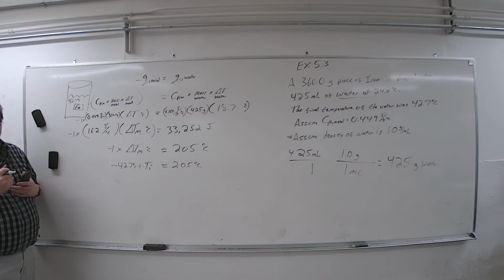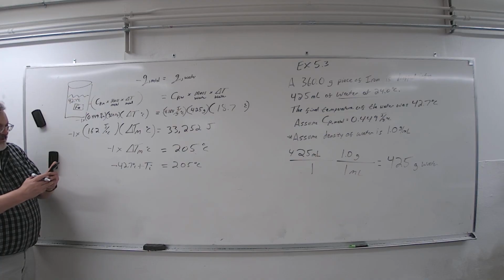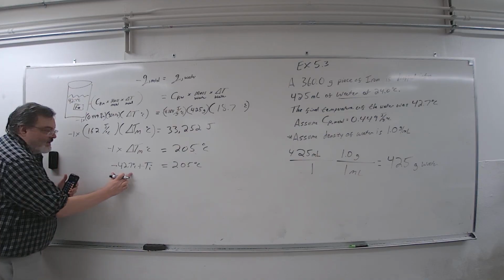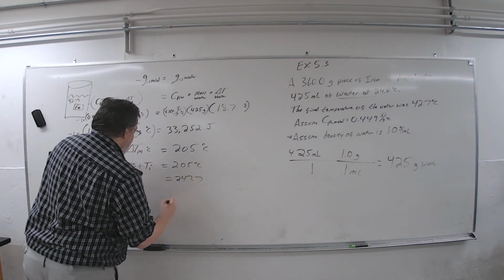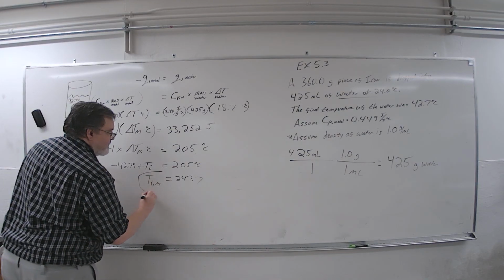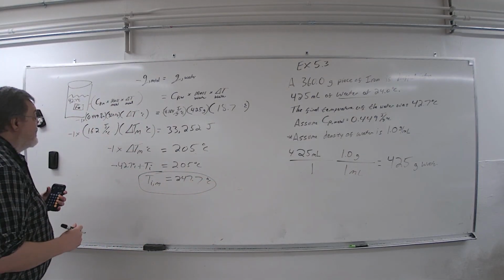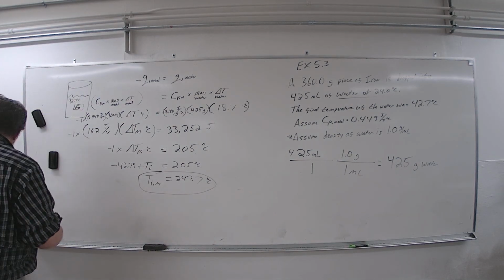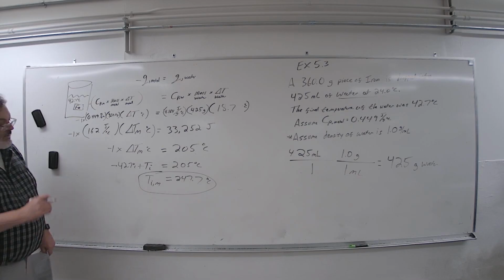You with me? Do y'all like watching me do math in class? Okay, 205 plus 42.7. So we're adding instead of subtracting. I get 247.7. So initial temperature with the metal should be somewhere around that, degrees C. They had 248 degrees C. Okay. I'll buy that.